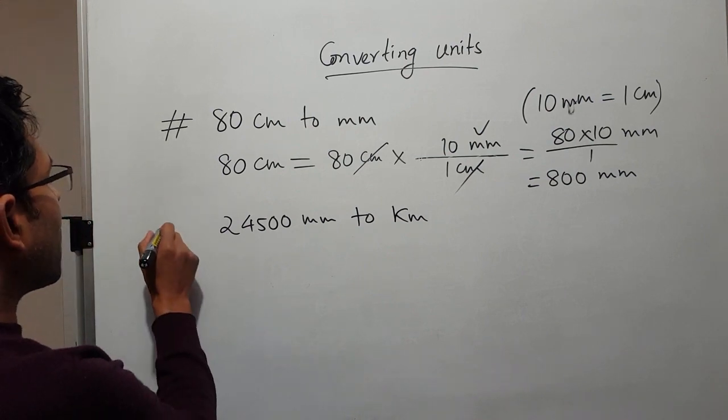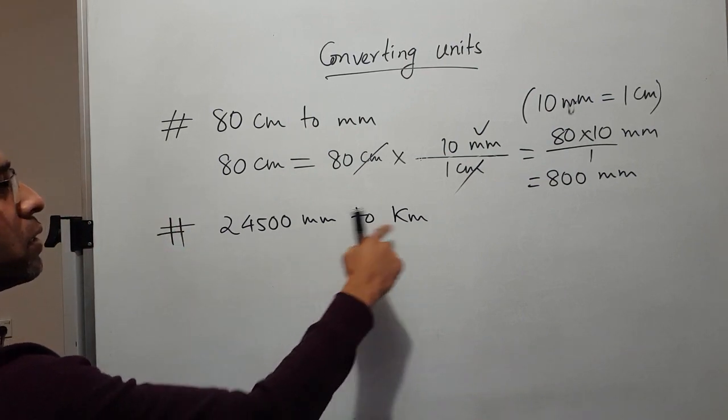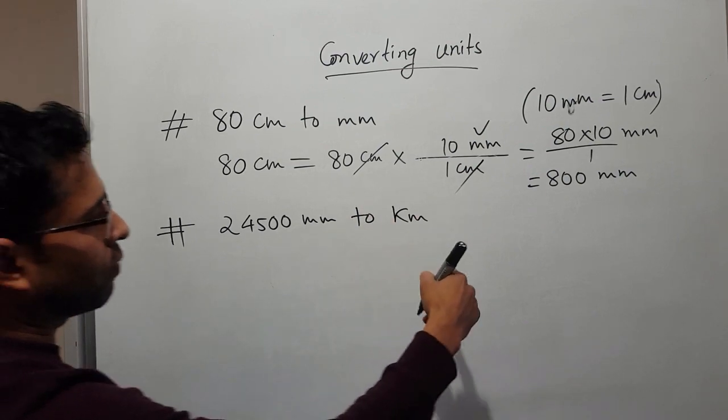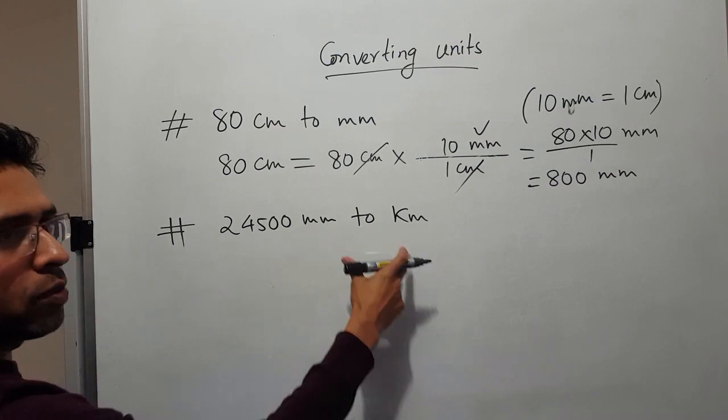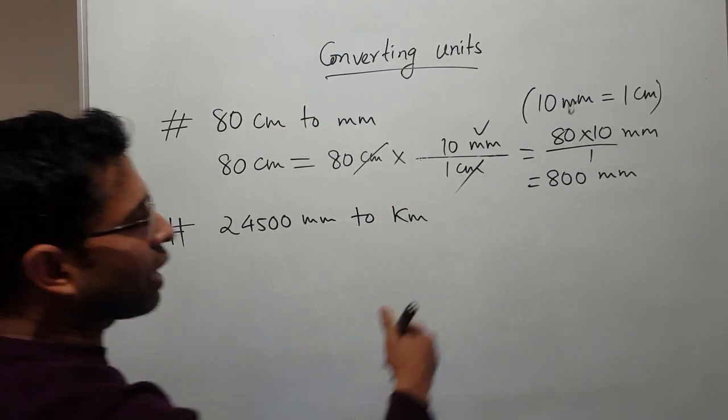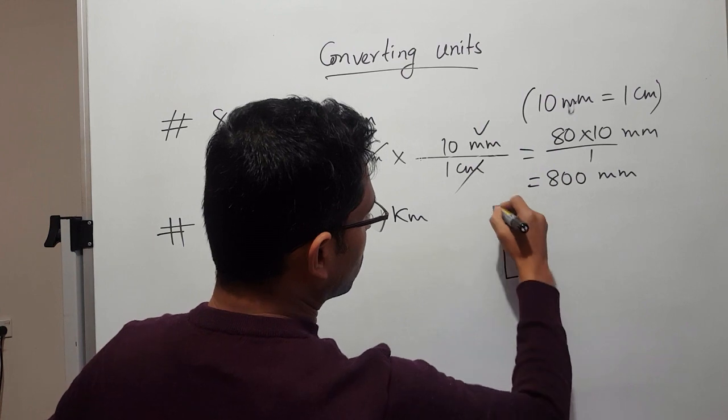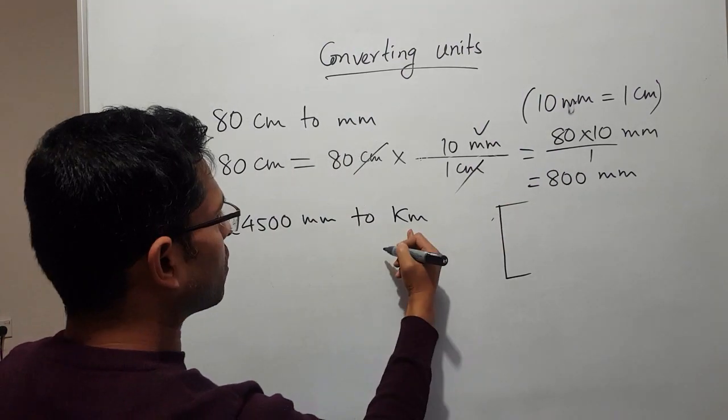So you can't just jump directly from millimeter to kilometer. It's a big way to go, you know that. So you can go step by step. If you know the factor between millimeter and kilometer, that's fine. You can do it in a single step. But I mostly prefer to go in multiple steps. What are the factors involved from millimeter to kilometer?